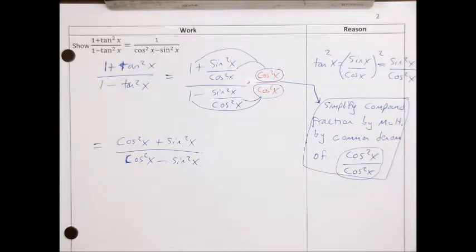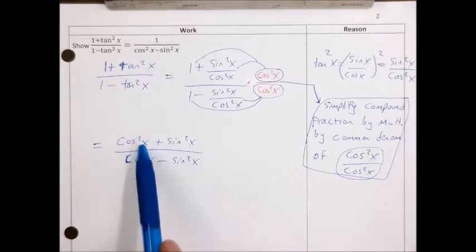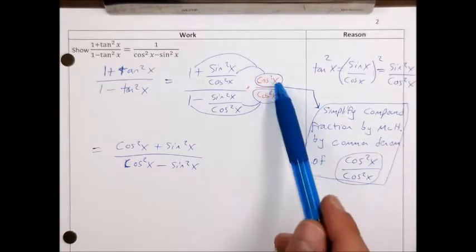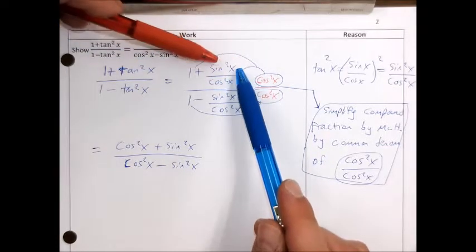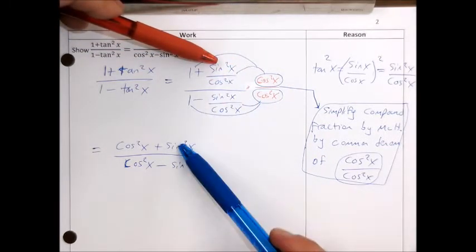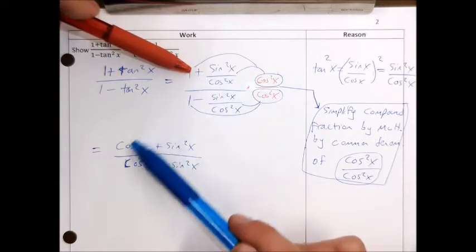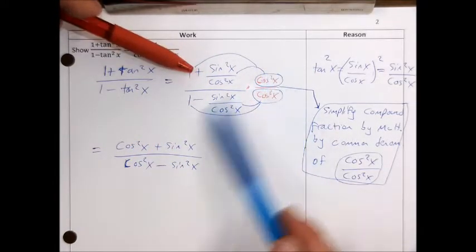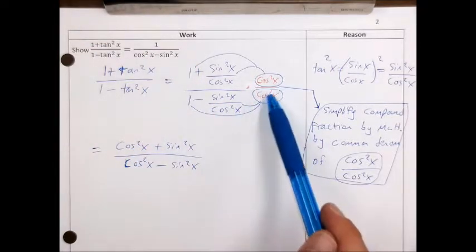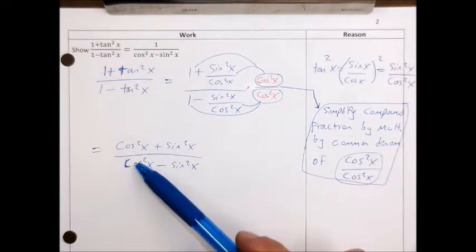So a question I've been getting a lot about this one is, what happened here? So I multiplied by this, and this cosine squared canceled that cosine squared and left us with sine squared. And then it multiplied the 1 to give us this cosine squared. Right, so this times 1 gives us this, and then this times that 1 gives us this cosine squared.